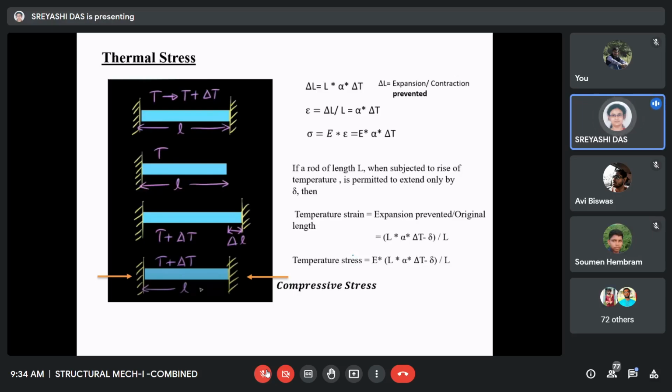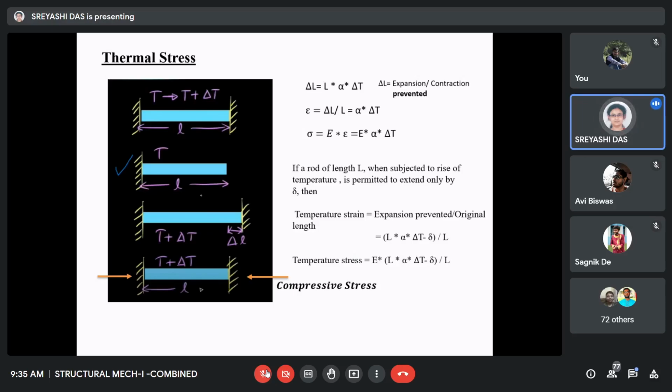Similarly, for long structures, a gap is provided. Suppose a long building structure, after a specified length, there will be a gap. That means two buildings are not connected. So why is this gap provided? Such that it can take care of the thermal stress. That means whenever temperature rises or falls, that is, whenever there is a change in temperature, there will be elongation or contraction. So it has to get sufficient space for this elongation or contraction.